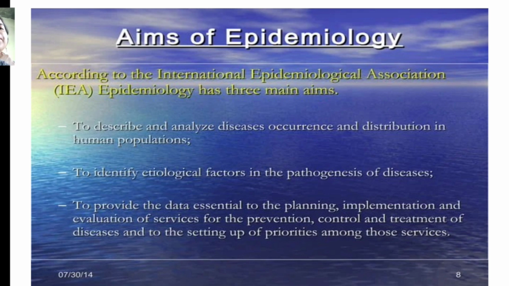The aims of epidemiology: according to the International Epidemiological Association, epidemiology has three main aims: to describe and analyze disease occurrence and distribution in human populations, to identify etiological factors in the pathogenesis of the disease, to provide the data essential to the planning, implementation, and evaluation of services for the prevention, control, and treatment of disease, and to set up priorities among those services.